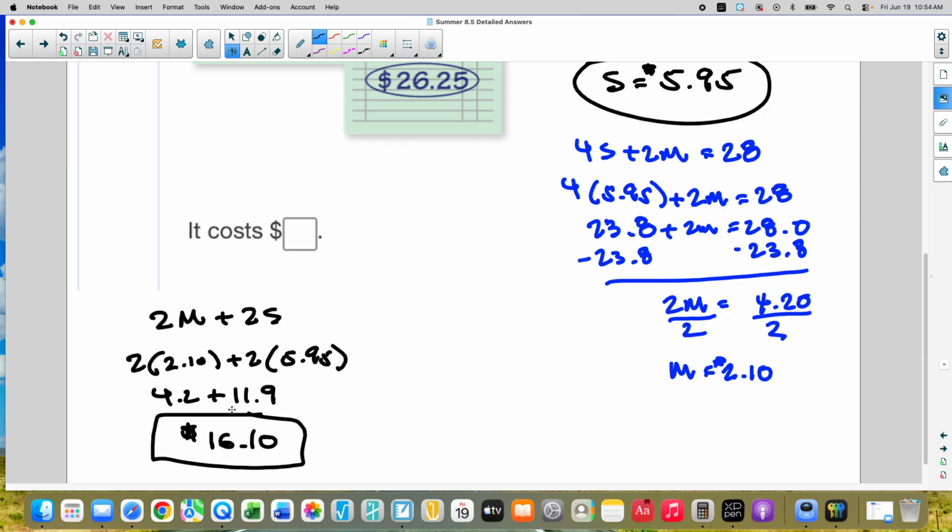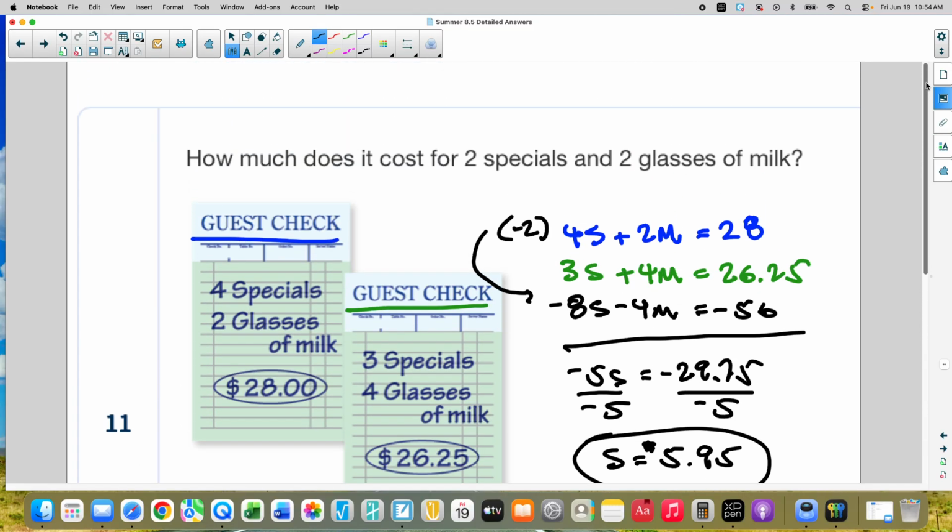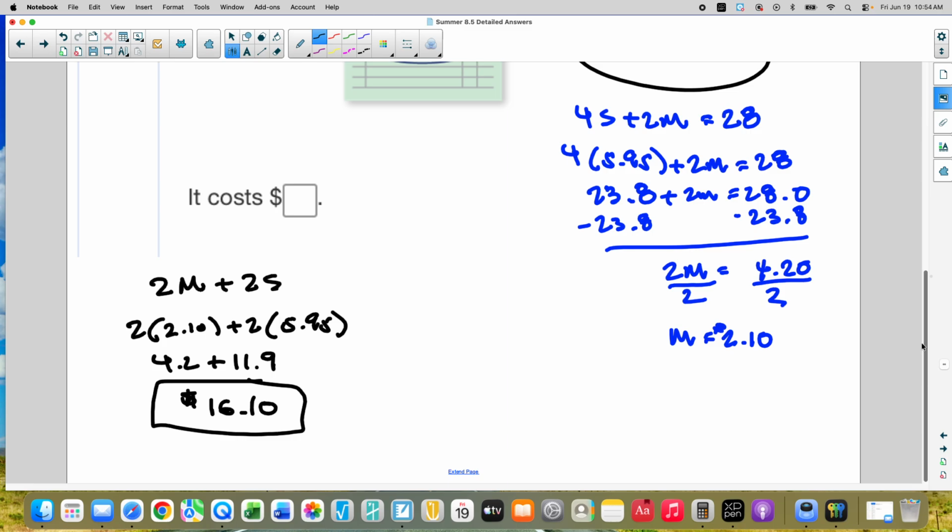Notice I didn't write 16.1. You need to make it a currency. Make sure that it makes sense. And you have your dollar signs, which they added in there, which I don't like. They're giving you too much credit that you'd remember the dollar sign. And you have to go out to the penny, so you have to go out to the hundredths. You can't write a dollar sign 16.1. So that would be the total cost for 2 specials and 2 glasses of milk. All right. Those are good questions today. Enjoy.